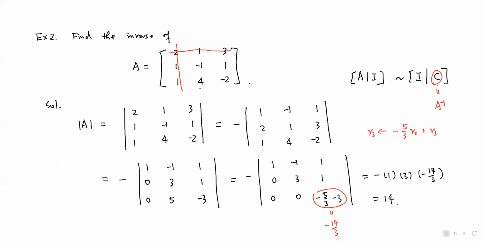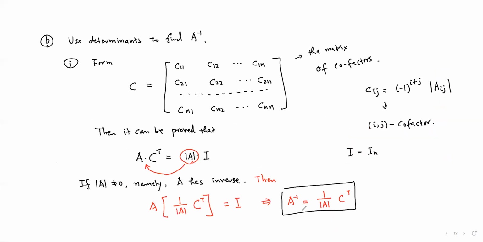This is about this formula. I stop here. Then on Thursday, we turn to study chapter 5. Chapter 5 is about eigenvalues and eigenvectors of square matrices.